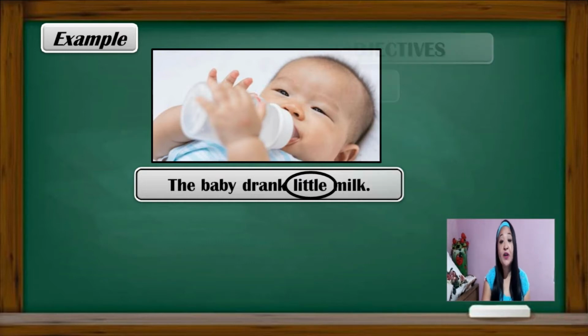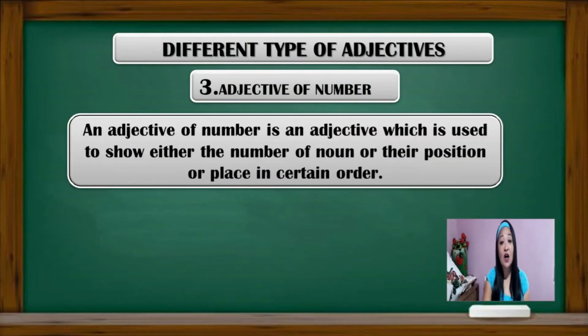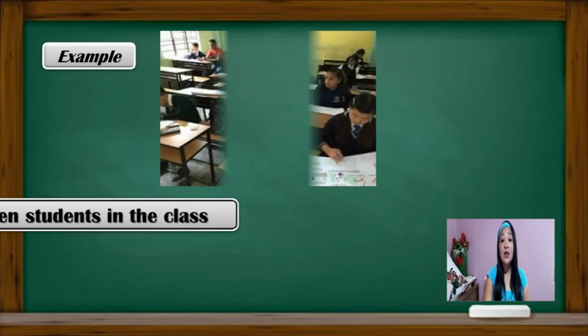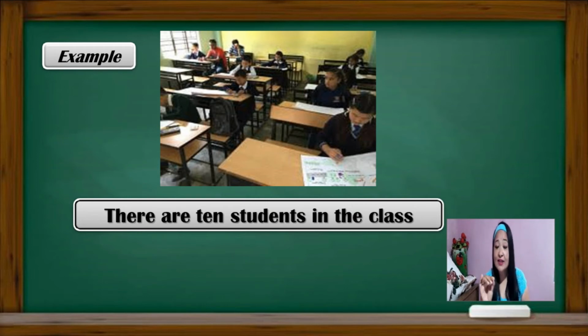All right? So the third kind of adjective is an adjective of number. What is an adjective of number? An adjective of number is an adjective which is used to show either the number of a noun or their position or a place in a certain order. Okay, let's try to see this definition with the help of an example. Well, see, there are 10 students in the class. Okay, how many students are there in the class? There are 10 students in this class. Now, the word 10 in this sentence is an adjective. It describes the students. So, the word 10 is an adjective of number. It tells us the number of students present in the class.